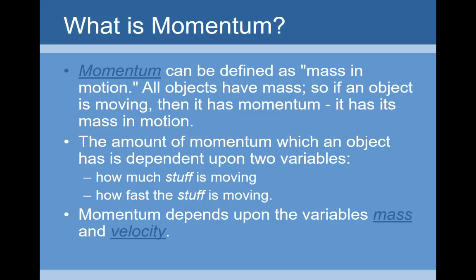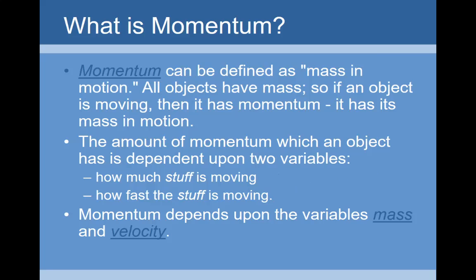In this case, we're looking at mass. And secondly, we're looking at how fast that stuff is moving, and that's going to be the velocity. This equation is probably pretty familiar to you. How much stuff is the mass, how fast it's moving is the velocity. So momentum is mass times velocity. The symbol we typically use for this is a p, and that's the symbol we're going to use in this equation.